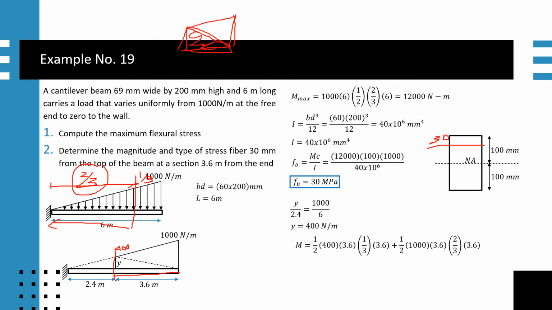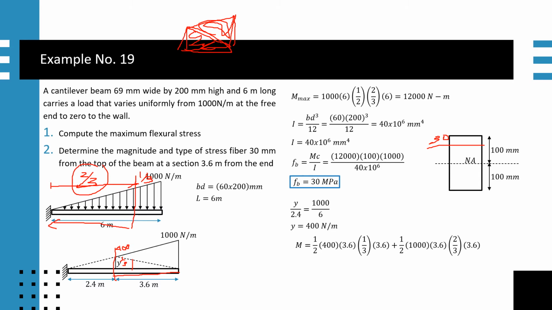Times 1/3 of 3.6. So, dito yan. Ito yung 1/3, diba? Mapapansin nyo, this is 1/3, kasi yan yung maliit na part niya. So, 1/3 times 3.6. Plus, 1/2 times 1,000 times 3.6. Ito yun. Ito naman yan. Itong part na to. So, this one. So, that is 1,000 times 3.6 times 1/2, area of the triangle, times 2/3 times 3.6.